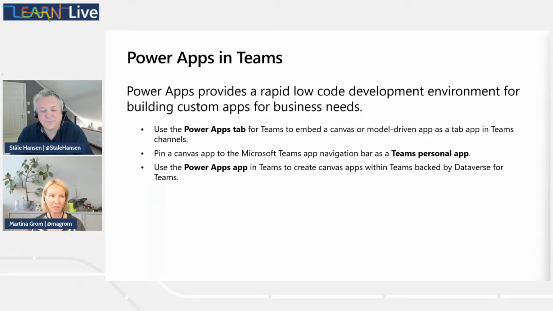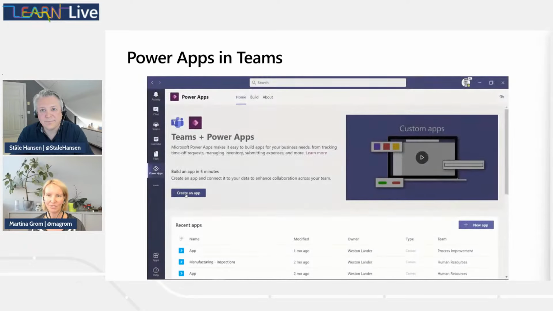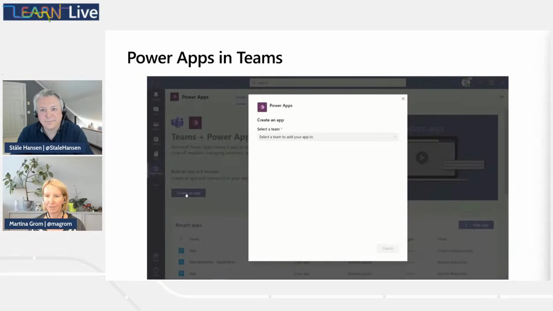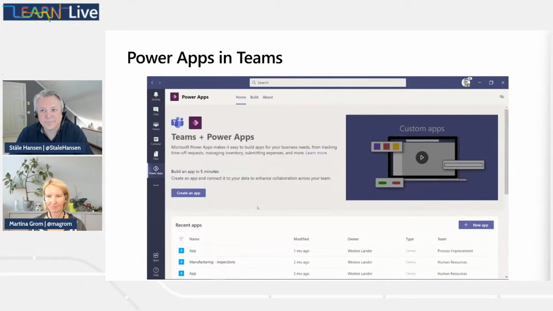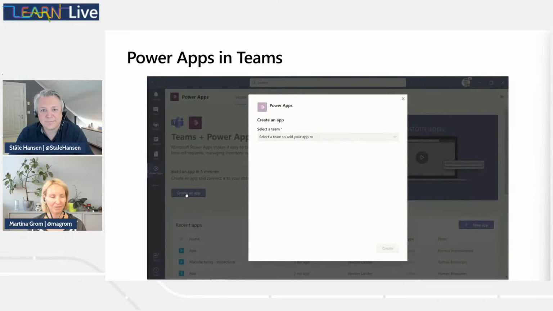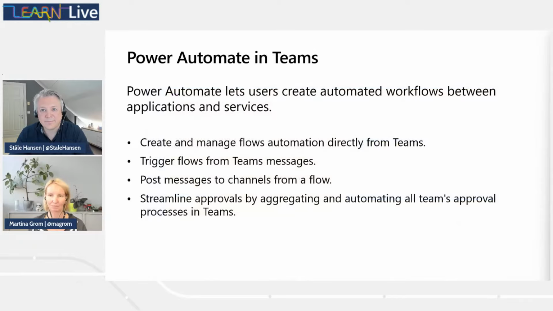And how does it look? You see it here. So pinning the app, adding it to our environment, and also building your app directly in Teams. And you see, it's really simple. What is Power Automate in Teams? Power Automate in Teams lets users create workflows. So how is that working?